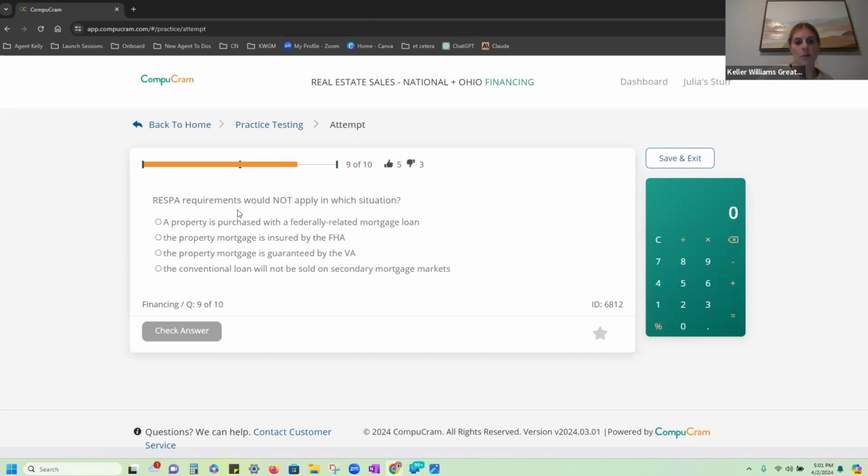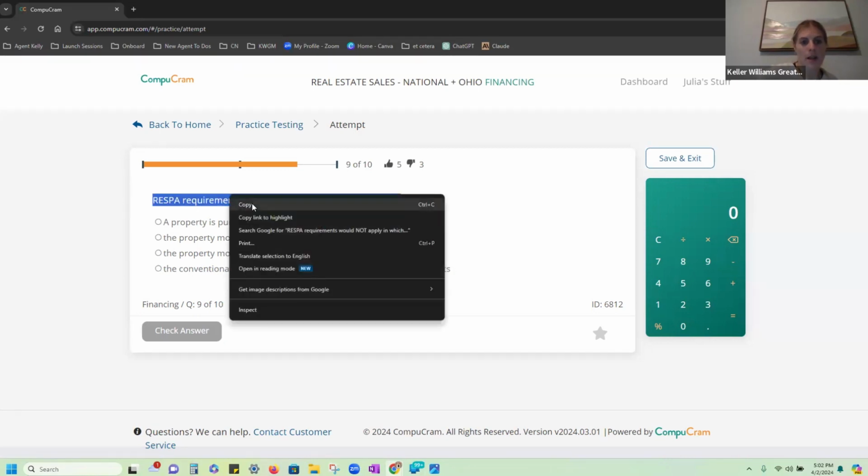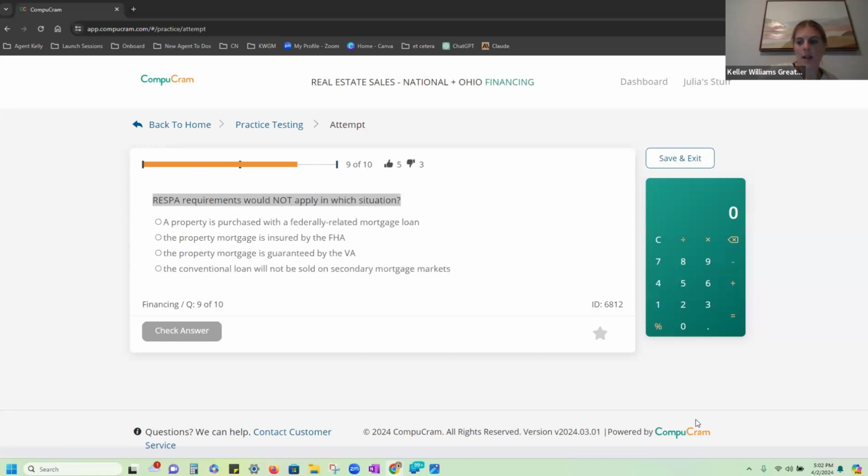So RESPA requirements would not apply in which situation? Gosh, they're all about RESPA. RESPA requirements would not apply in which situation? A, a property is purchased with a federally related mortgage loan. B, the mortgage is insured by the FHA. C, the mortgage is guaranteed by the VA. Or D, the conventional loan will not be sold on secondary mortgage market. So RESPA requirements would not apply in which situation?